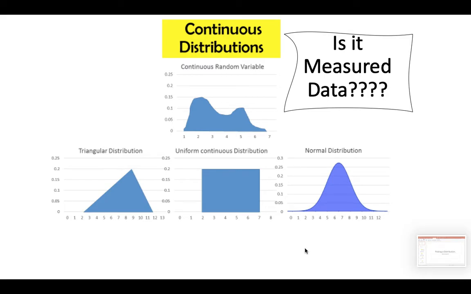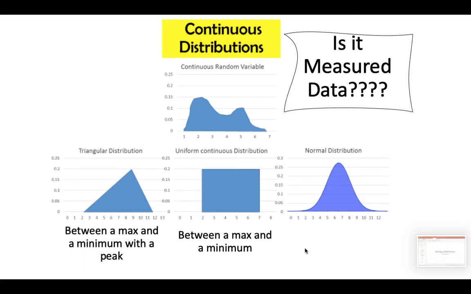Okay, so if it's uniform continuous distribution, it's between a max and a minimum. If it's triangular, it's between a max and a minimum, and then they give you a peak value. And if it's a normal distribution, they'll give you a mean and a standard deviation, and they'll even tell you that it's normally distributed often.